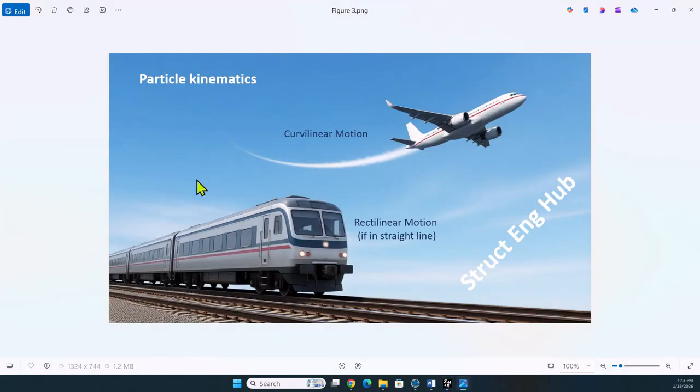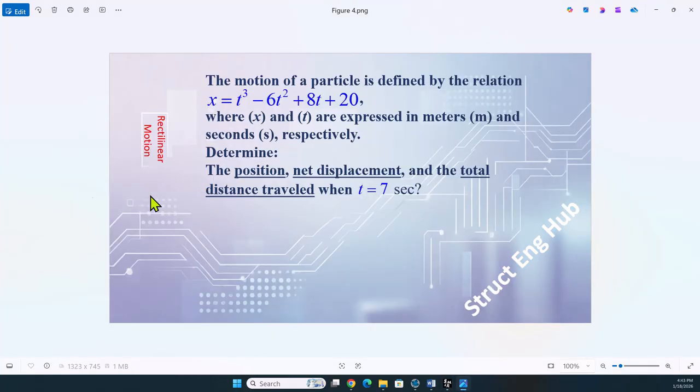Let's say that we are trying to solve the problem shown on screen. The motion of a particle is defined by the relation shown, where x and t are expressed in meters and seconds respectively, and we are to determine the position, net displacement, and the total distance traveled when t is equal to 7 seconds. The manual solution involves finding the first and second derivatives with respect to time of the position function, which determines the velocity and acceleration as functions of time.